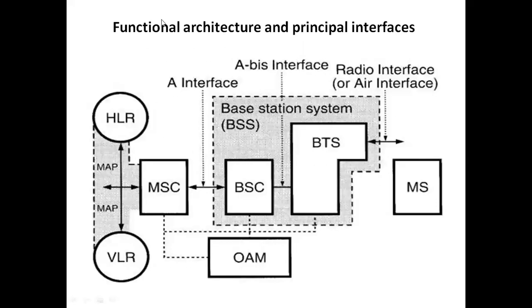So this is the functional architecture and principal interfaces. Already we have seen the interfaces. We have three interfaces, that is the A interface, the ABIS interface, and the AIR interface. And this is the functional architecture.